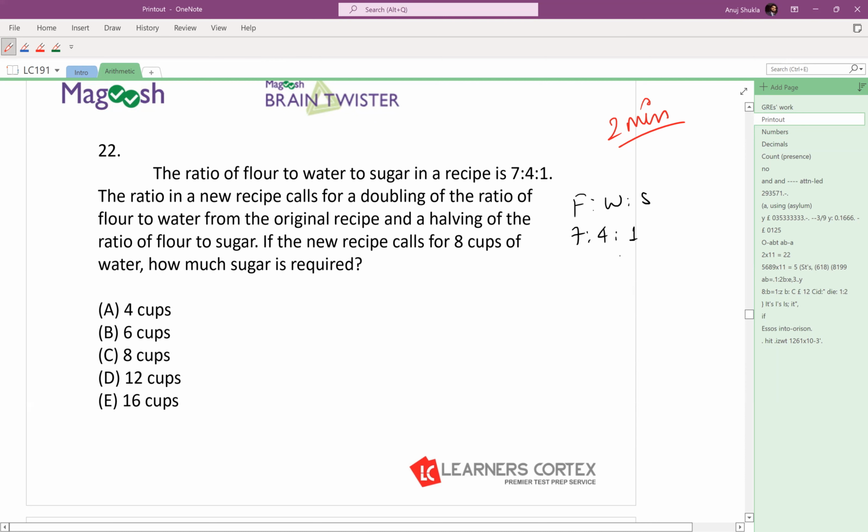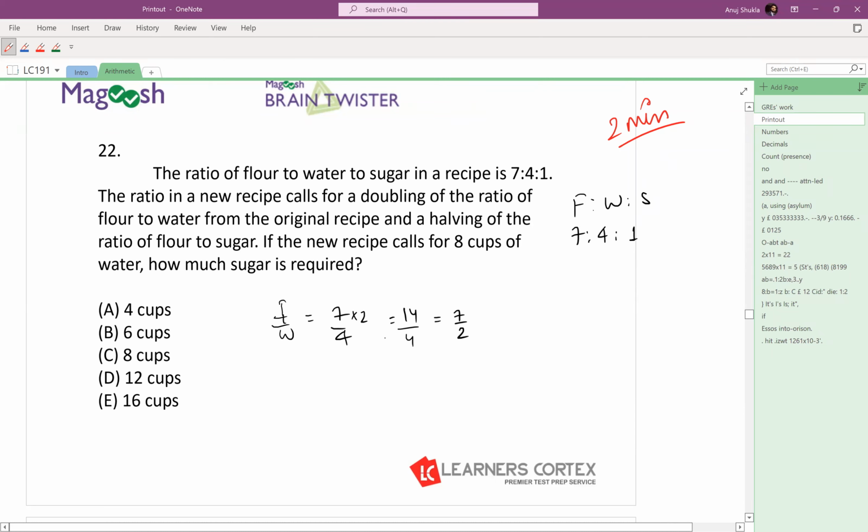The new recipe calls for doubling the ratio of flour to water. Previously the flour to water ratio was 7:4. Doubling it means multiplying by 2, so this is like 14:4, or you can say 7:2. So the new ratio of flour to water is 7:2.